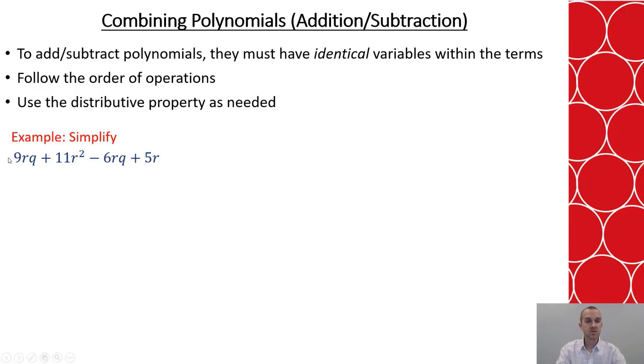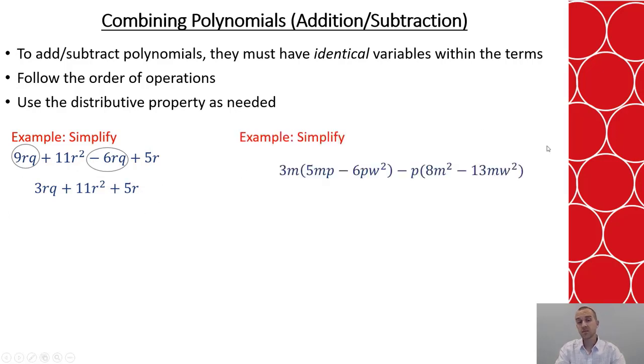So let's look at this example here. I have variables that have r's and q's, but it has to be identical. The only ones that have identical variables are 9rq and negative 6rq. They're the only two terms I can combine. And I can say then the coefficients, I'm going to subtract them. 9 minus 6 gives me 3rq. I can't do r squared and r because this has an exponent and this one is to the first power. So this is my final solution.